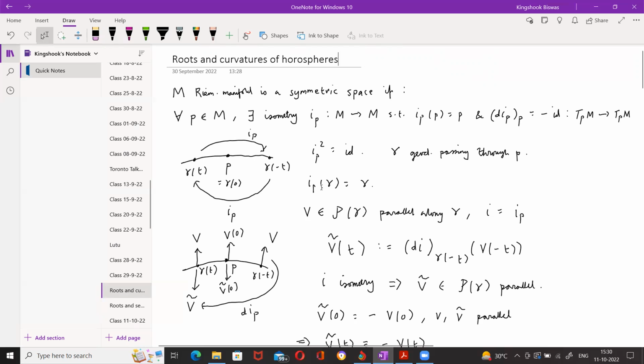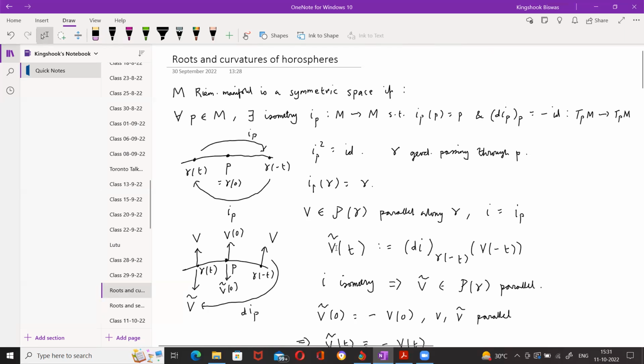Now I can look at the derivative of I_P. That's going to be a map going from the tangent space at gamma of minus t to the tangent space at gamma of t. The claim is that this map is nothing but minus parallel transport along the geodesic gamma. So why is that? Take a vector field V which is parallel along gamma. And let's call this map I_P just I.